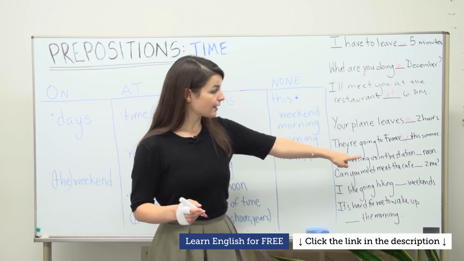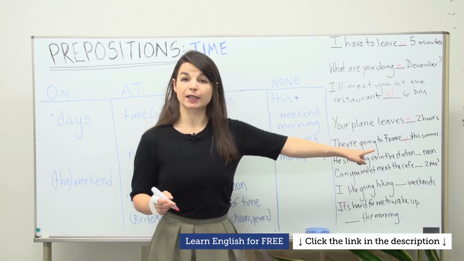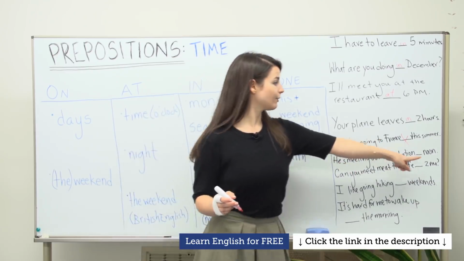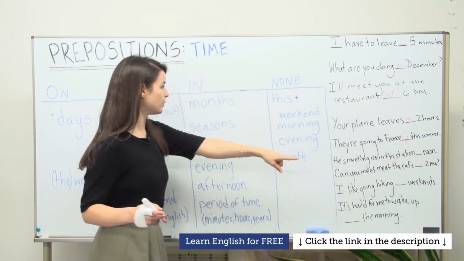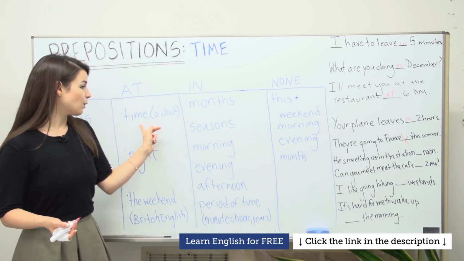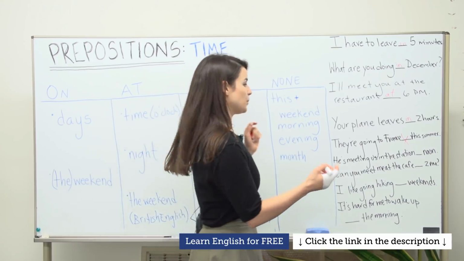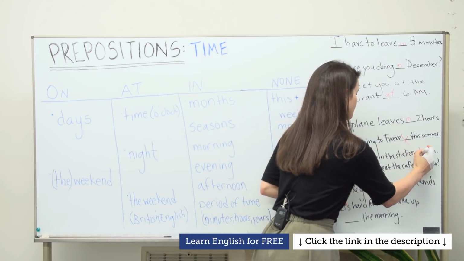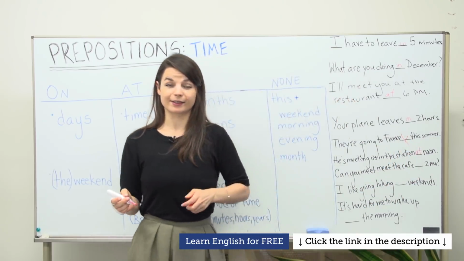Okay, next. He's meeting us at the station something something noon. So noon, I've used the word noon here, but noon is a time. It means 12 p.m., yeah? So because it's still a time, we should use at. At noon is the correct sentence here.